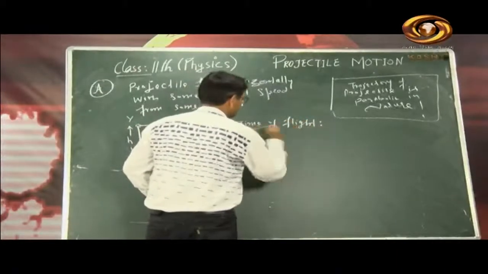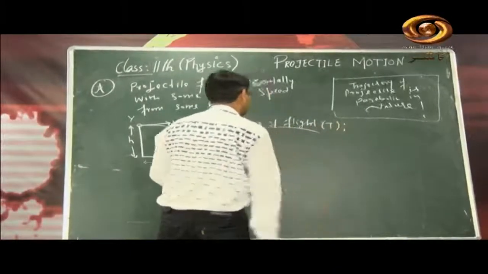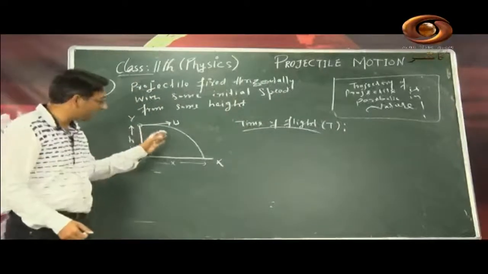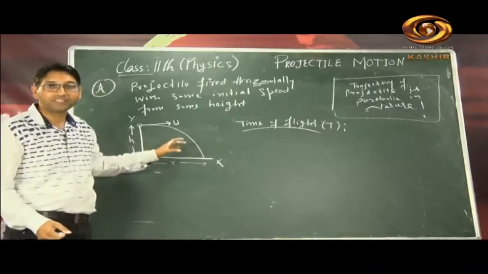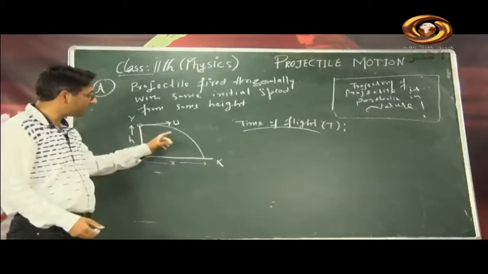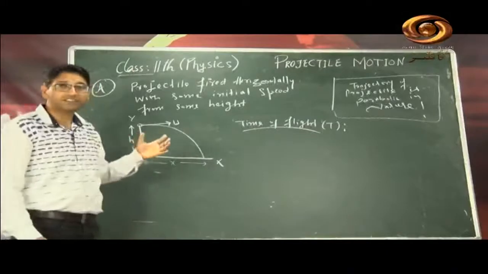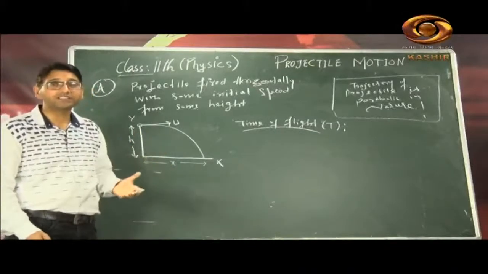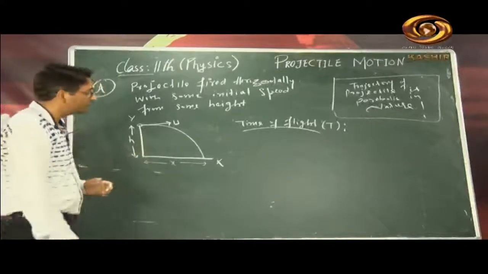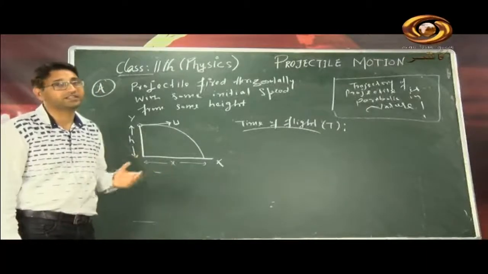What is time of flight? This time of flight is conventionally denoted by capital T. Most of the books denote it by capital T. The time of flight is the time taken by a projectile to complete its trajectory. The trajectory is the whole journey, so it is the time taken for the whole journey. In technical words, it is the time taken by a projectile to complete its trajectory. This is the time of flight. So let us derive the equation for time of flight, and then see how we can calculate it in many numericals.